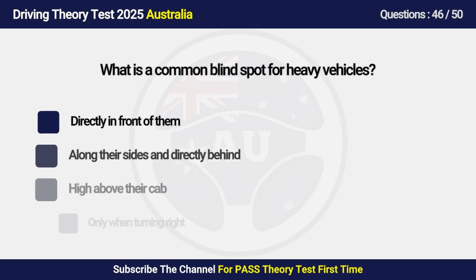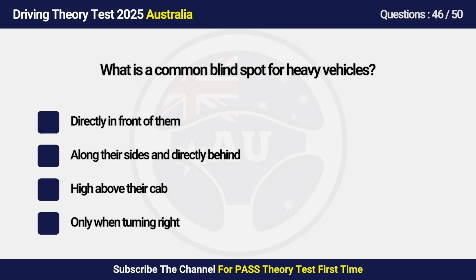Question 46. What is a common blind spot for heavy vehicles? A. Directly in front of them. B. Along their sides and directly behind. C. High above their cab. D. Only when turning right.